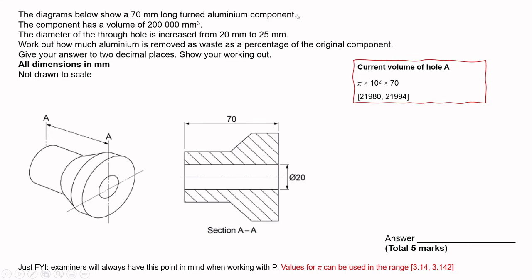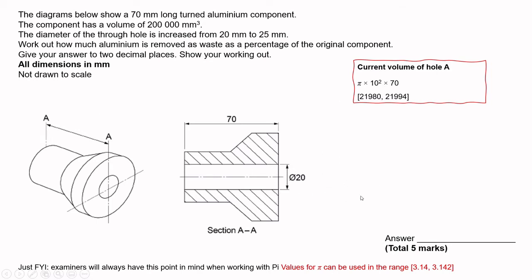So first thing is figure out the volume of the first hole, so of the current hole. So 70mm deep, and it tells you that originally it was 20mm. So I've done 10 squared here, which doesn't seem to add up. But remember, it's giving you the diameter, and we need r. So it's pi r squared, not pi d squared. So with our diameter there, we're going to half it. That gets us our 10.